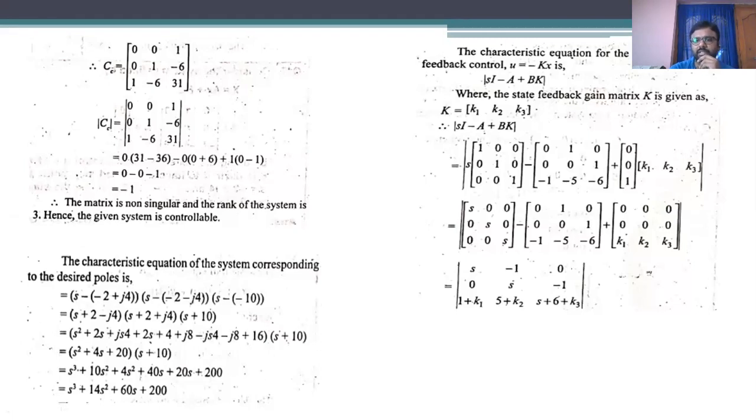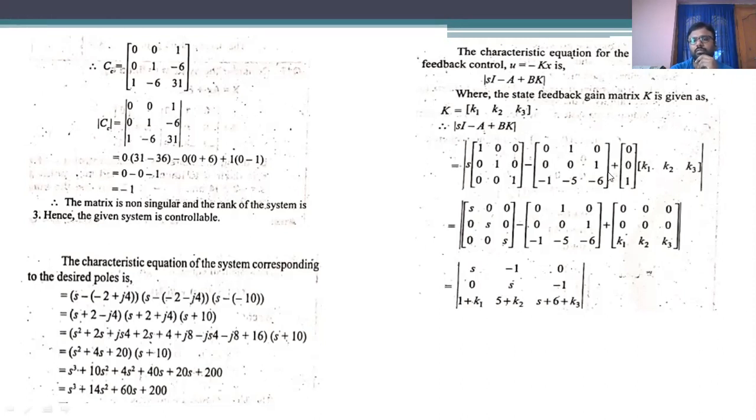So the modulus value is calculated as s into the identity matrix, that is 1 0 0, 0 1 0, 0 0 1, minus this matrix A plus this matrix B into K. How many elements are going to be there in the K matrix? It is based upon the order of the matrix A. The order of the matrix A is 3 by 3, therefore three elements are going to be there in the matrix K. Those elements are K1, K2 and K3.